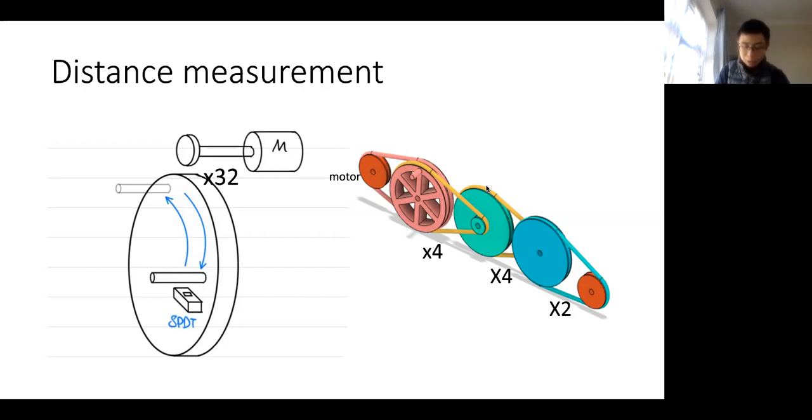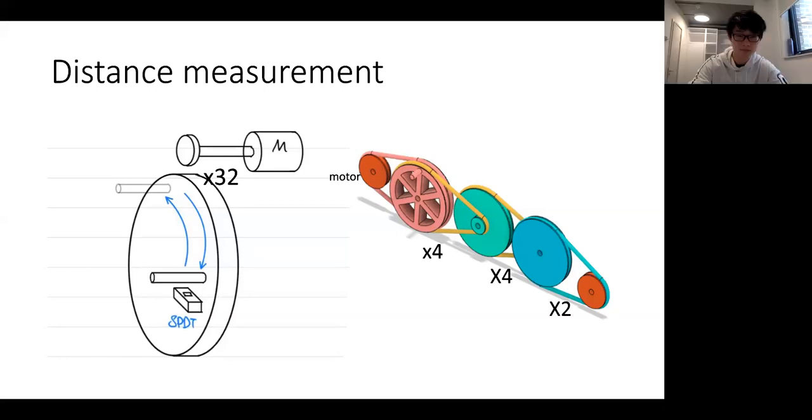Besides, we have installed the SPDT switch to shut the vehicle down when the stopper is caught. We have calculated that if the wheel has a radius of 4 centimeters, the gearing ratio must be 1:32 to cover the 4-meter one-way journey to the wall.